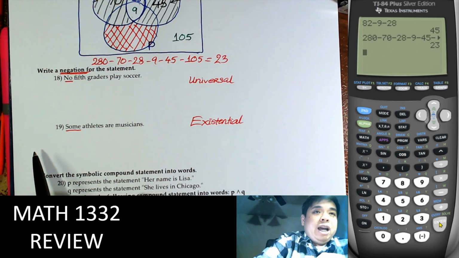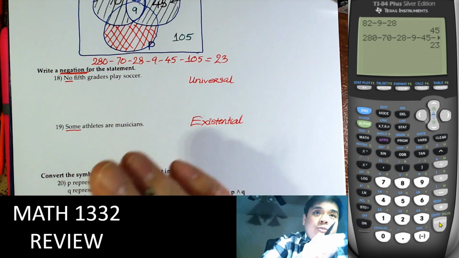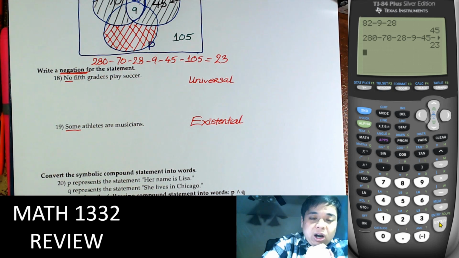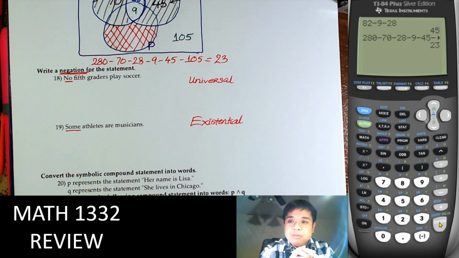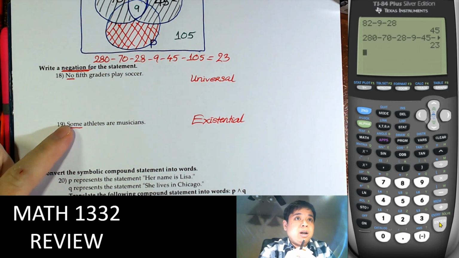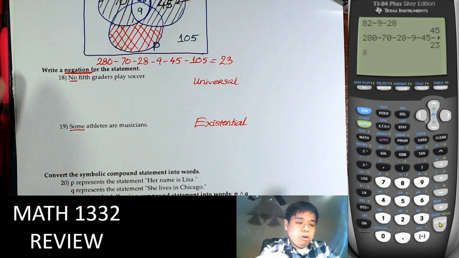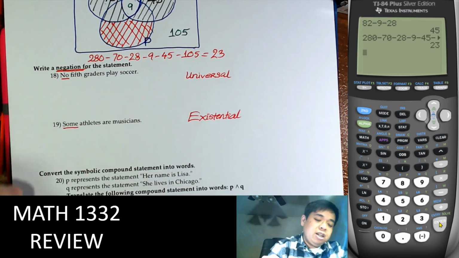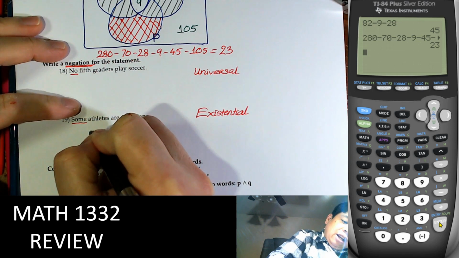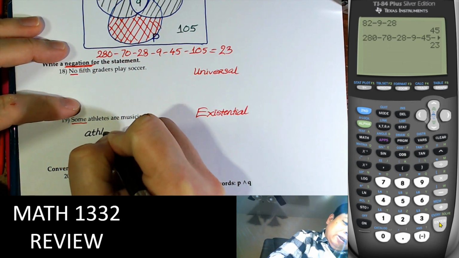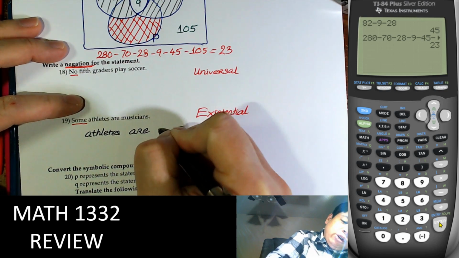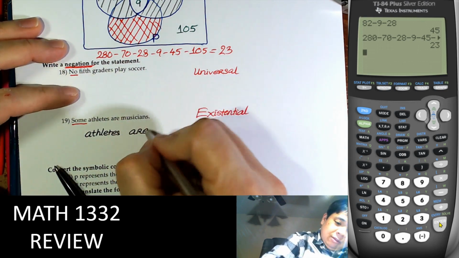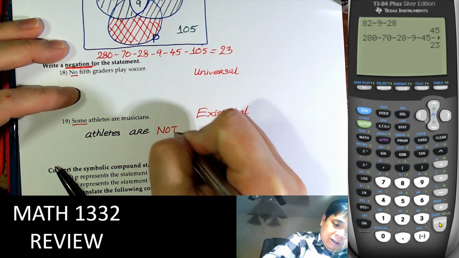So in that case, if we're going to negate anything with the quantifiers, one thing we have to do is negate the meaning of it. For example, if it is some, some are musicians. Do the 19 first here. So we said athletes are not. So first we're going to negate the meaning of the sentence.